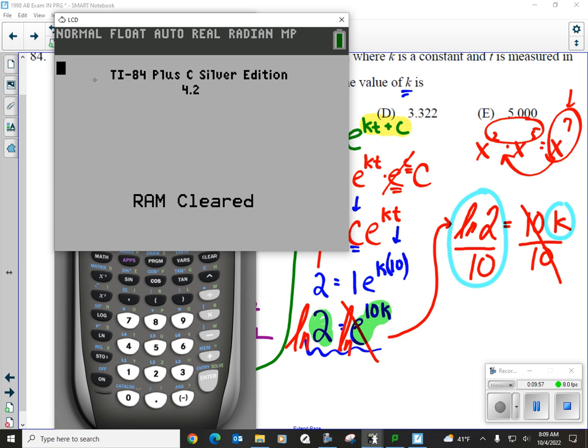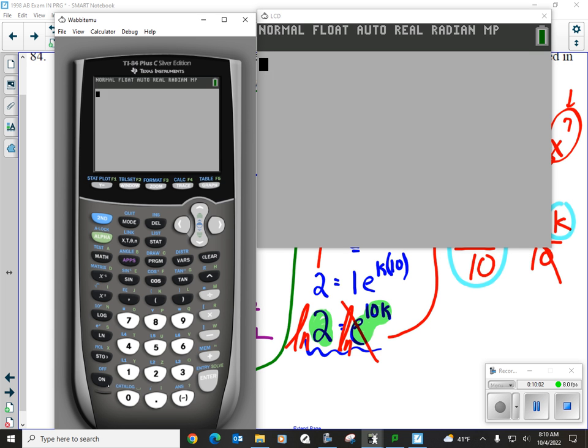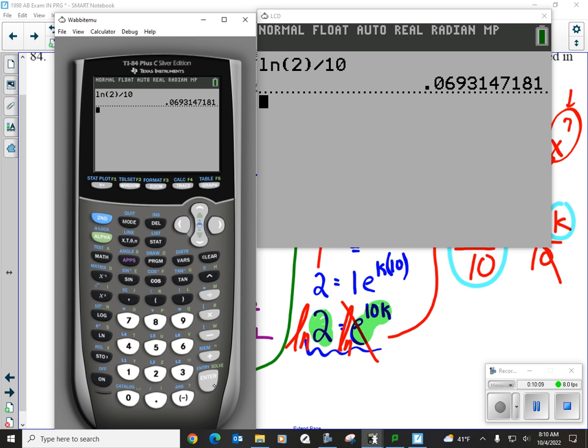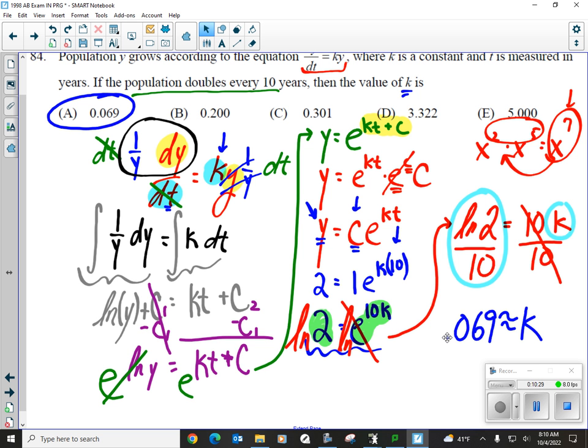It was 1998, people weren't messing around, huh? We have the ln of 2 divided by 10. 0.069, and that 9 will stay at 9 because the number after it is less than 5. So 0.069 is the approximation for k, and that's choice A. Is it A this time? It is A this time. Man, that was some work. But of course, I'm doing explanations as I go. That was a lot of work for a problem.